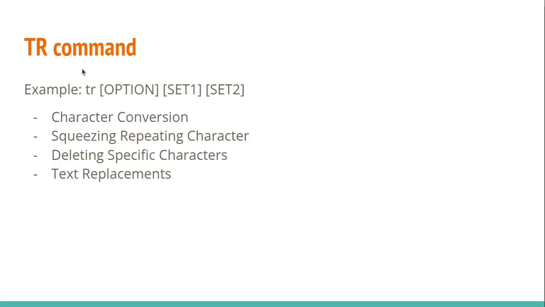We are going to use the tr command to mostly perform our tokenization and normalization. The tr command stands for translate, and you use different options like -c and -s to perform different functions. It can perform character conversion, squeeze repeating characters, delete specific characters, and also replace different text. We'll get into it when we are actually using the command in the terminal. Okay, let's go to the terminal now.